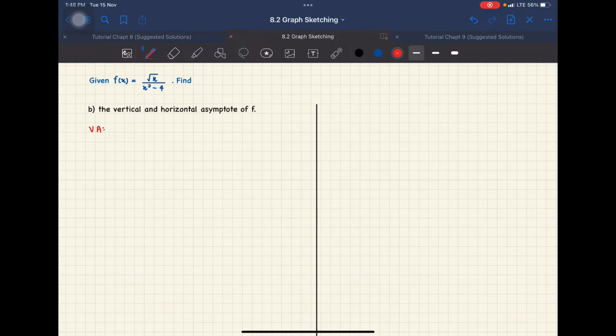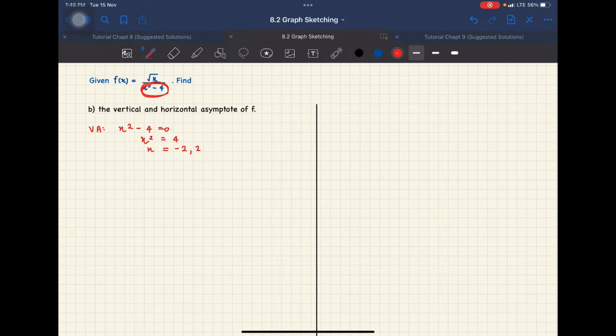So nak cari vertical asymptote, kita tengok bahagian denominator dia. Okay, so denominator, it cannot be equal to 0. Okay, so I just ambil sahaja x square minus 4, which is equals to 0, and then you will get x square is equals to 4. Nak buat cara ni pun boleh, nak buat factorize pun boleh. So awak akan dapat x is equals to plus minus 2. So negative 2 and also positive 2. Okay, so awak dapat dua nilai.